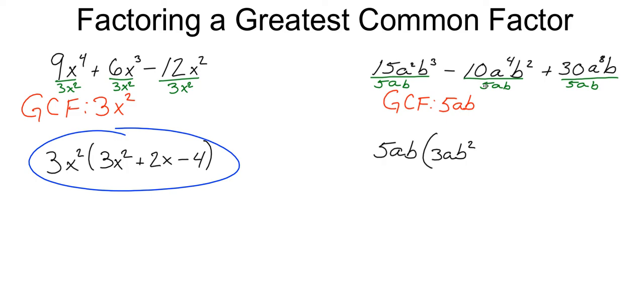And then we have negative 10 divided by 5, so that's minus 2. And I have a to the 4th divided by a, that's going to be a cubed. B squared divided by b is going to be b. Moving on to the last term. 30 divided by 5 is going to be positive 6. A to the 8th divided by a, it's just going to give me a to the 7th. B divided by b is going to cancel out altogether. So that would be my final simplified answer after I factor out the greatest common factor, 5ab.